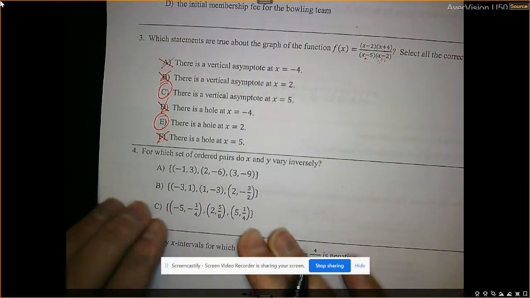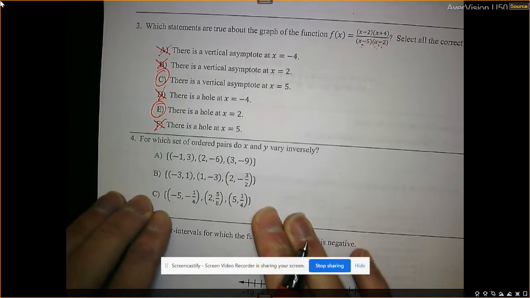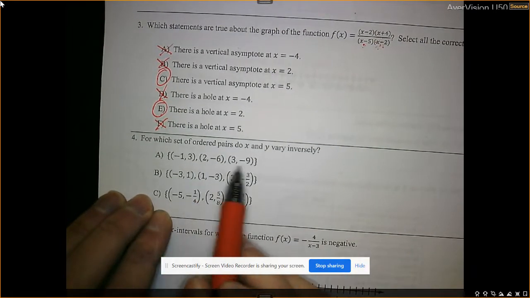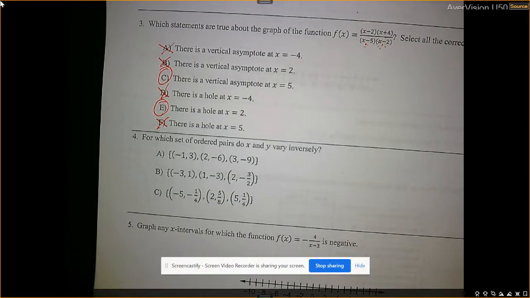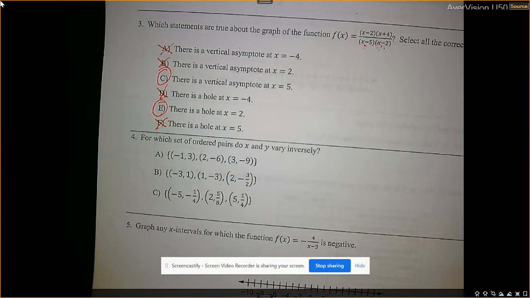Now, to see if we have inverse variation going on, remember, we're just taking the x and y of each of these ordered pairs and multiplying the x times the y in each ordered pair. And if they all equal the same thing, then yes, they vary inversely. If even just one of them equals something different, well then no, they do not vary inversely.